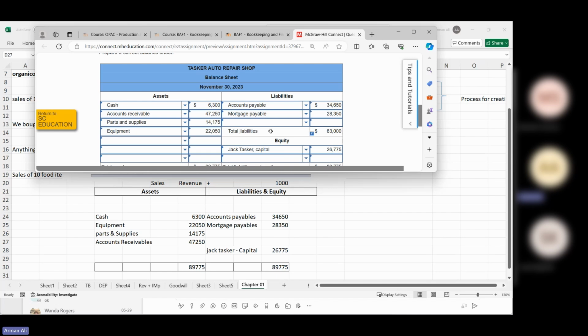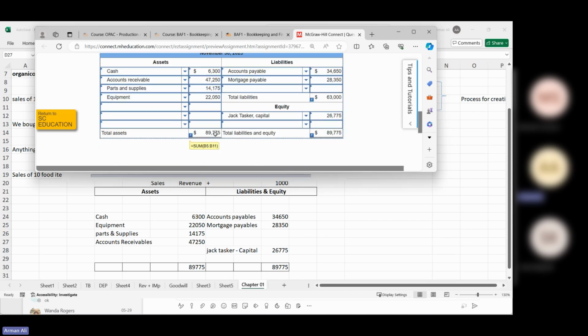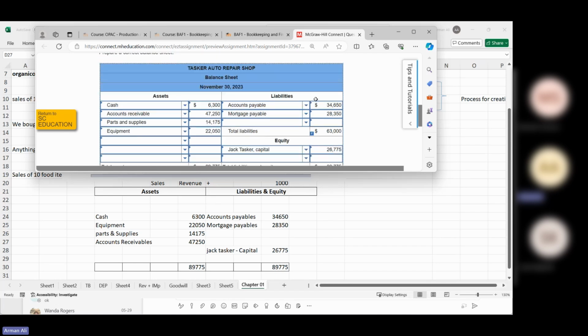Actually, you see, you don't even have a drop down over here. These are the drop downs. You just have to do a drop down and select them. So my solution and their solution matches, and we have the total of 89.7. So that is what you have to do.